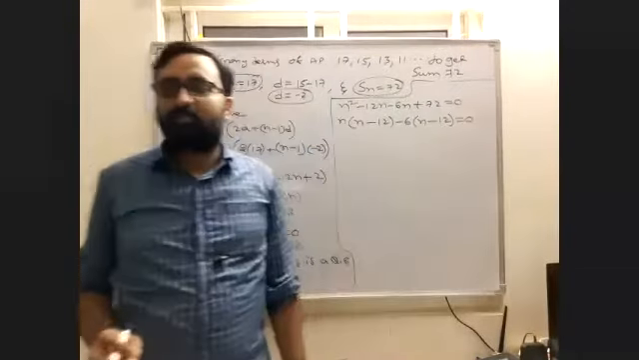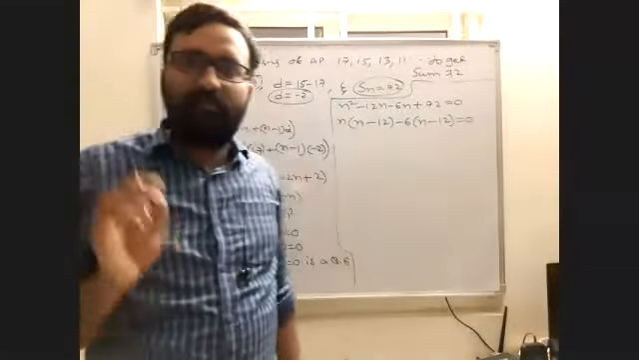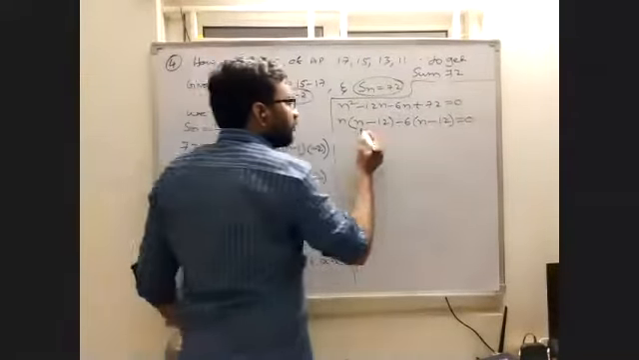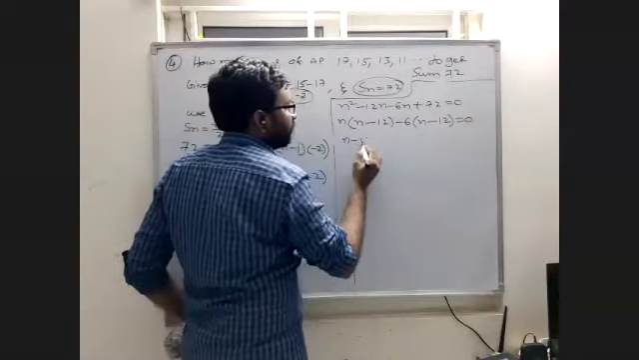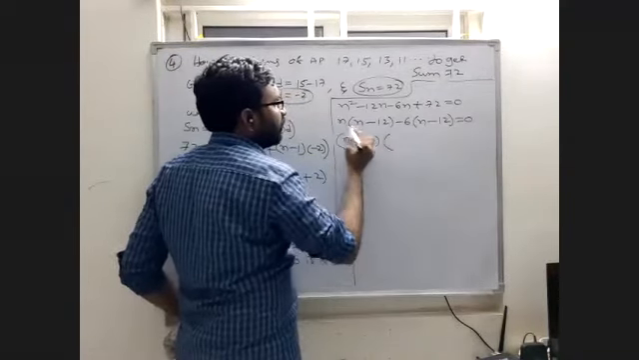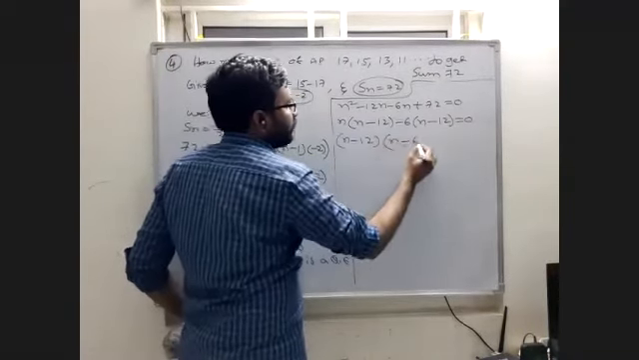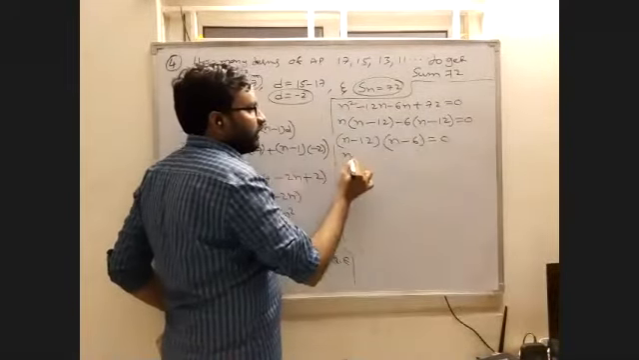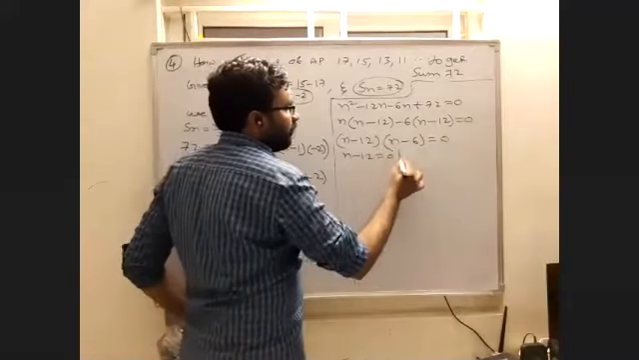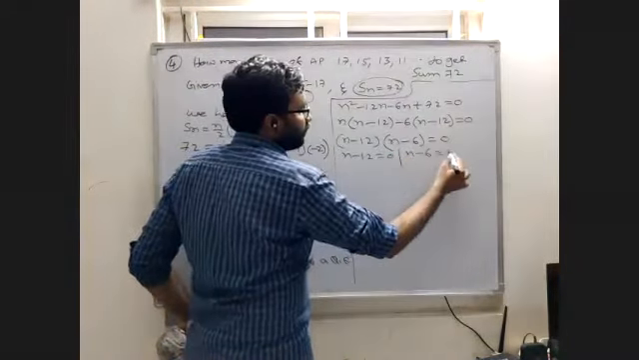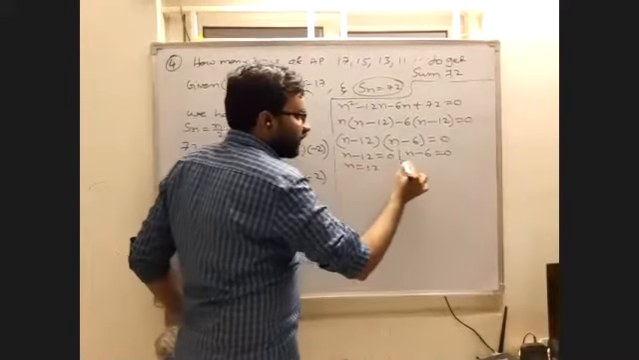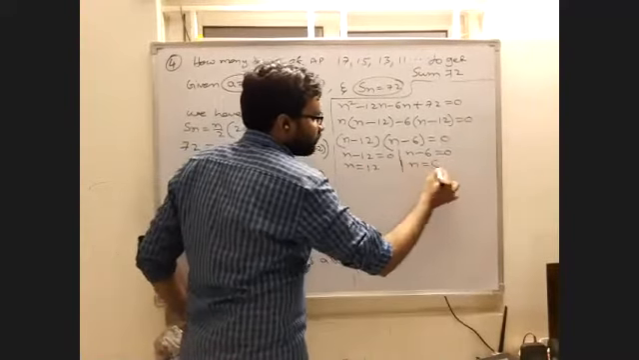Please listen carefully when I'm explaining; I'm going very slowly. Taking n minus 12 common, the remaining is n minus 6, equal to 0. Now we apply the zero product rule: n minus 12 is equal to 0 or n minus 6 is equal to 0. So n is equal to 12 or n is equal to 6.